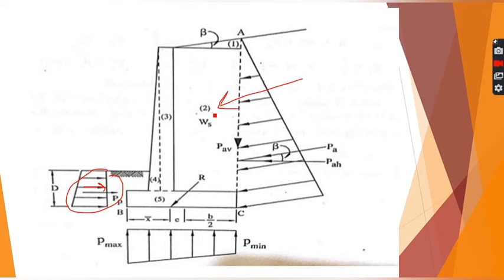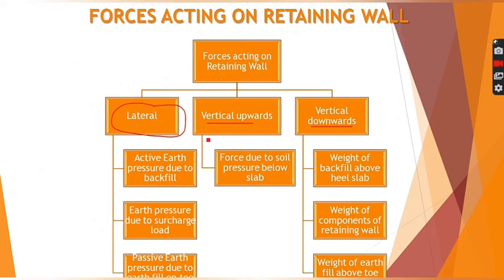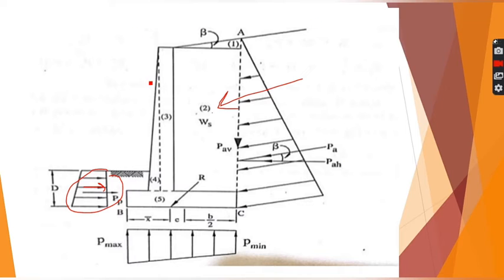Next is the vertical upward forces. So on a retaining wall, only one vertical upward force acts, that is the soil pressure acting from beneath the base of the retaining wall. This is also a very important load.